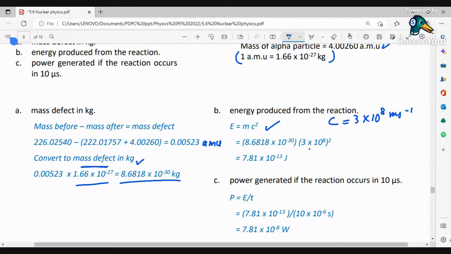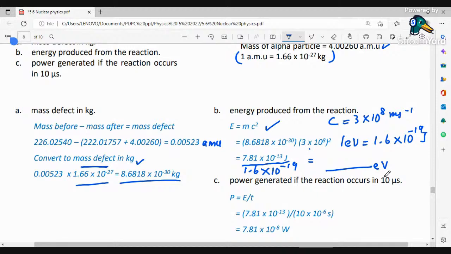Okay, if you want to convert to EV also can. 1 EV equals to 1.6 times 10 to the power negative 19 joule. If you want to convert to EV, you just divide joule with 1.6 times 10 power negative 19. Okay, so you will get in EV. Ini akan dapat jawapan dalam EV, electron volt.